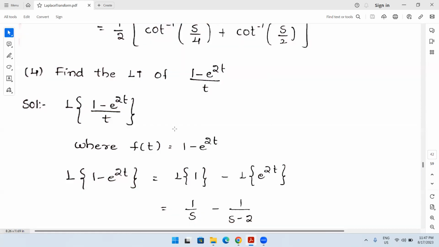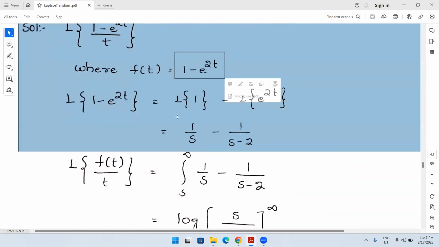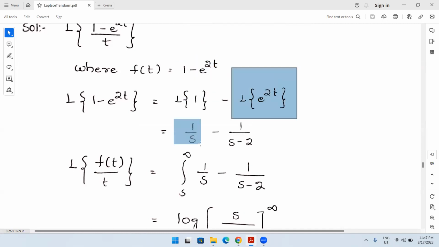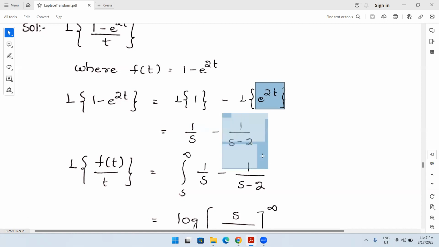First, we shall find the Laplace transform of this one using linear property. First, L of 1 minus L of e power 2t. This is by direct formula. L of k is k by s, so L of 1 is 1 by s. L of e power at is 1 by s minus a. So a is 2, 1 by s minus 2. Okay. So now this is f bar of s.